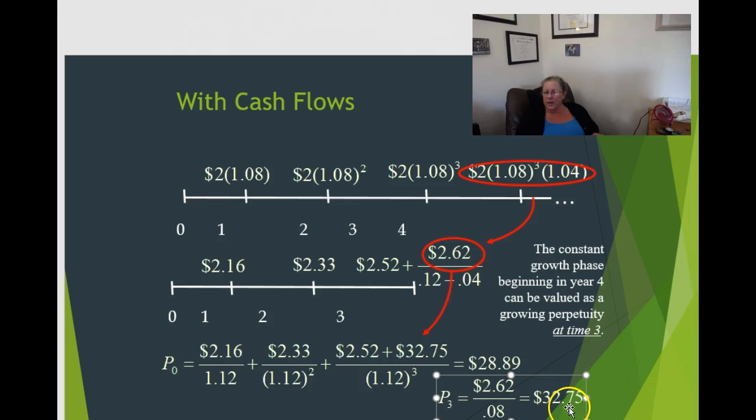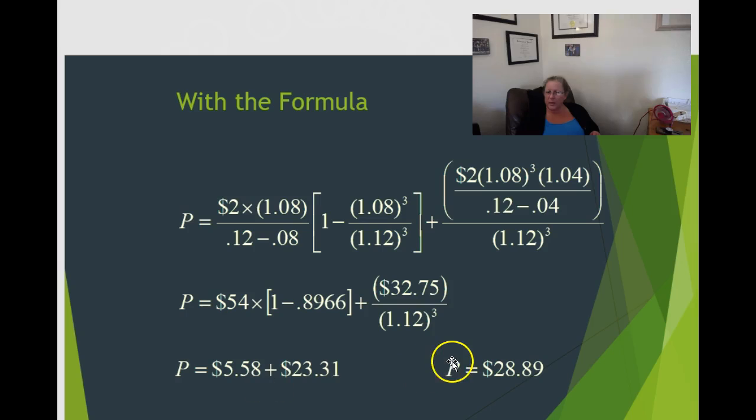Okay, so what we have here is the value of the dividends for the first 3 years, and then we have valued the stock at that growing perpetuity. We're going to then divide it by 1 plus 12% to the third power. All of this is taking place in the third year. So this is representing the dividends from years 1, 2, and 3, and then the growing perpetuity. And so when you divide this out, you see that you get 28.89, which is the same thing that we got here.